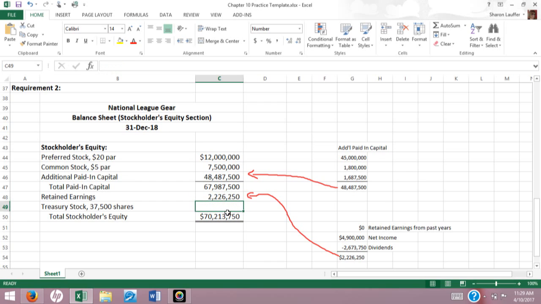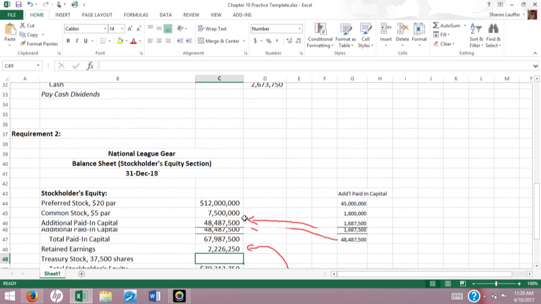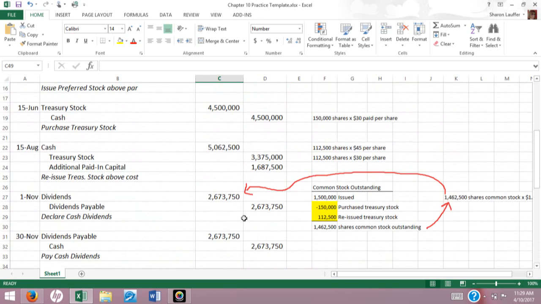And then we have treasury stock. 37,500 shares of treasury stock is what we have left at this point. So let's look up here at those treasury stock transactions. So here we've got where we purchased the treasury stock on June the 15th, which was $4,500,000 in that treasury stock account. And then the next entry that we have, we reissued $3,375,000 of that treasury stock.